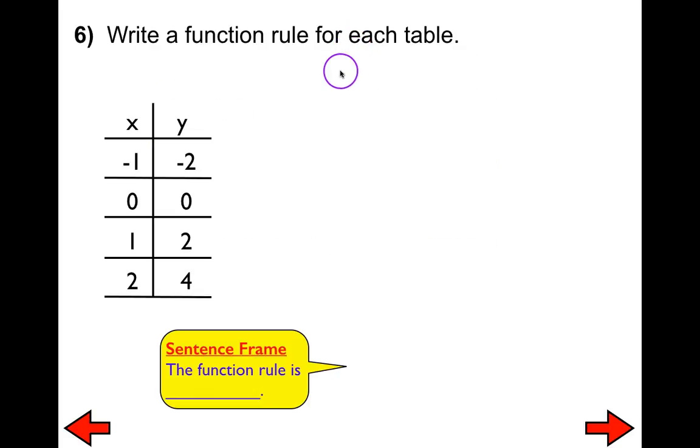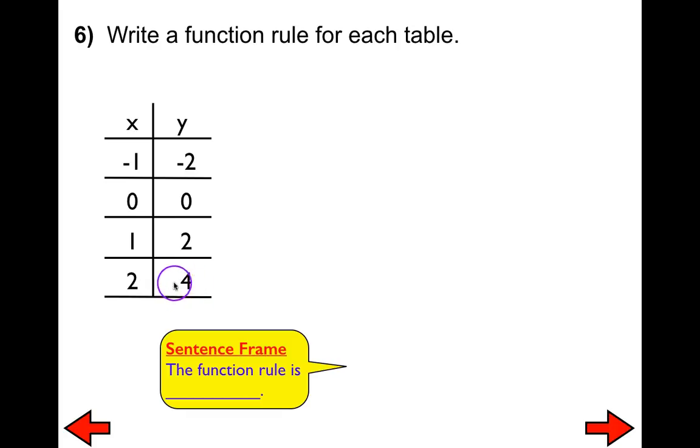Okay, so now taking a look at number 6, I want you to figure out what the function rule for this table is. You do have a graph in front of you, so if you can't figure out the function rule off the top of your head by guessing and checking, what you can do is plot these points onto your graph and figure out what the function rule is based off of the graph that appears.